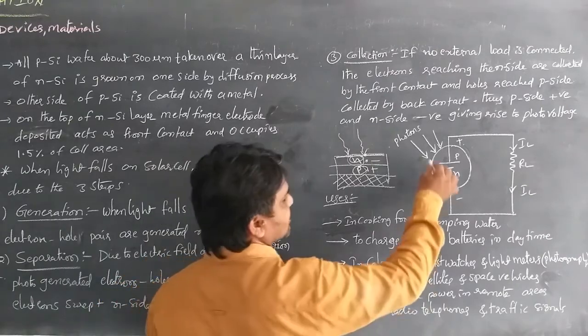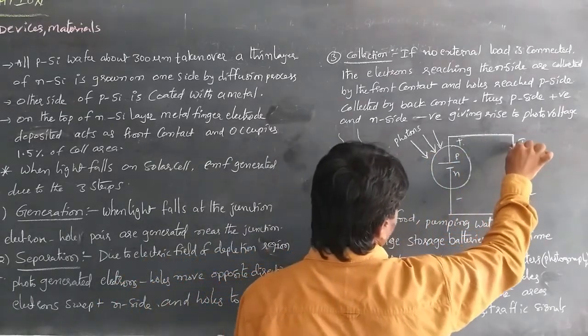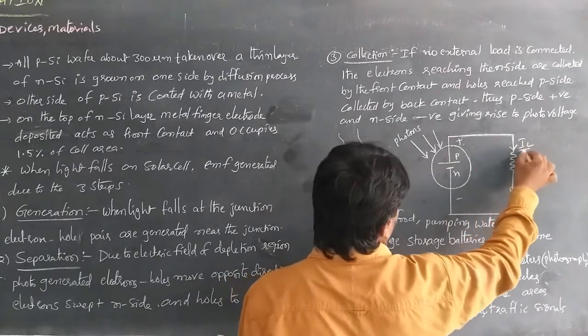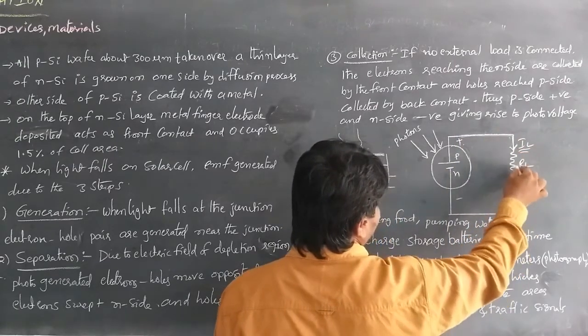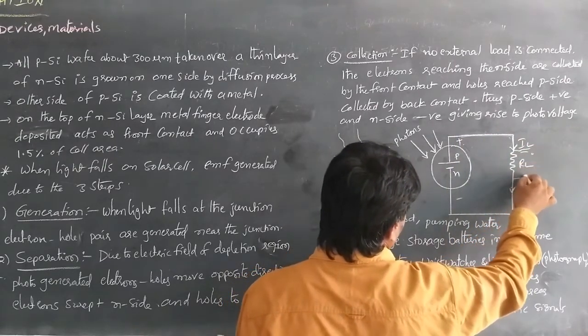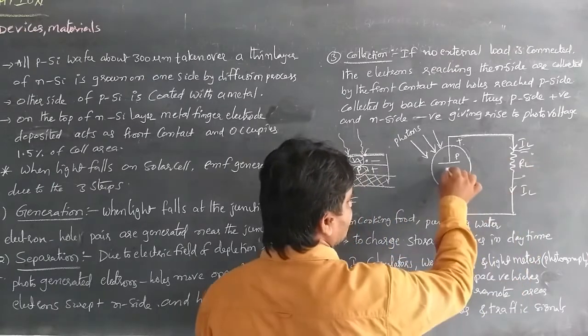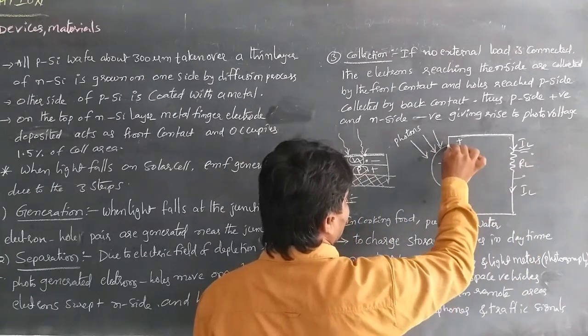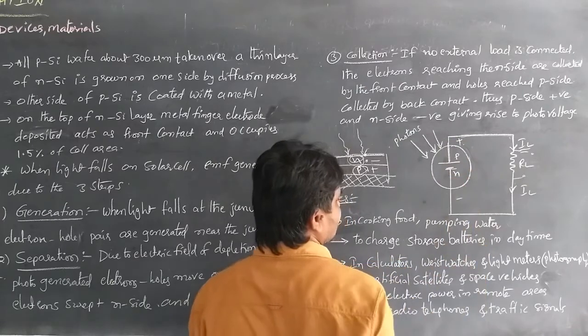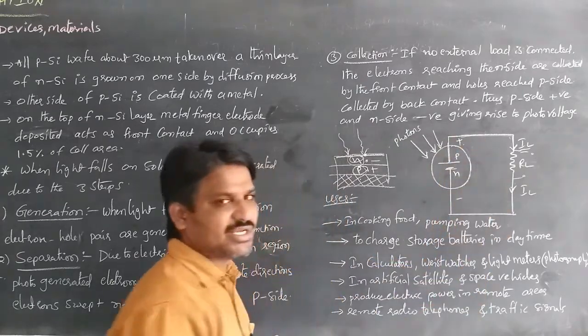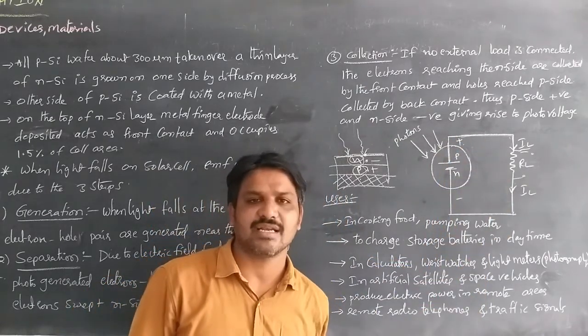Whenever it is connected, the photocurrent IL moves in this direction, and at the same time we can take the output voltage from the load, with the positive taken on this side and the negative on this side. Due to that, solar cells are widely used nowadays.